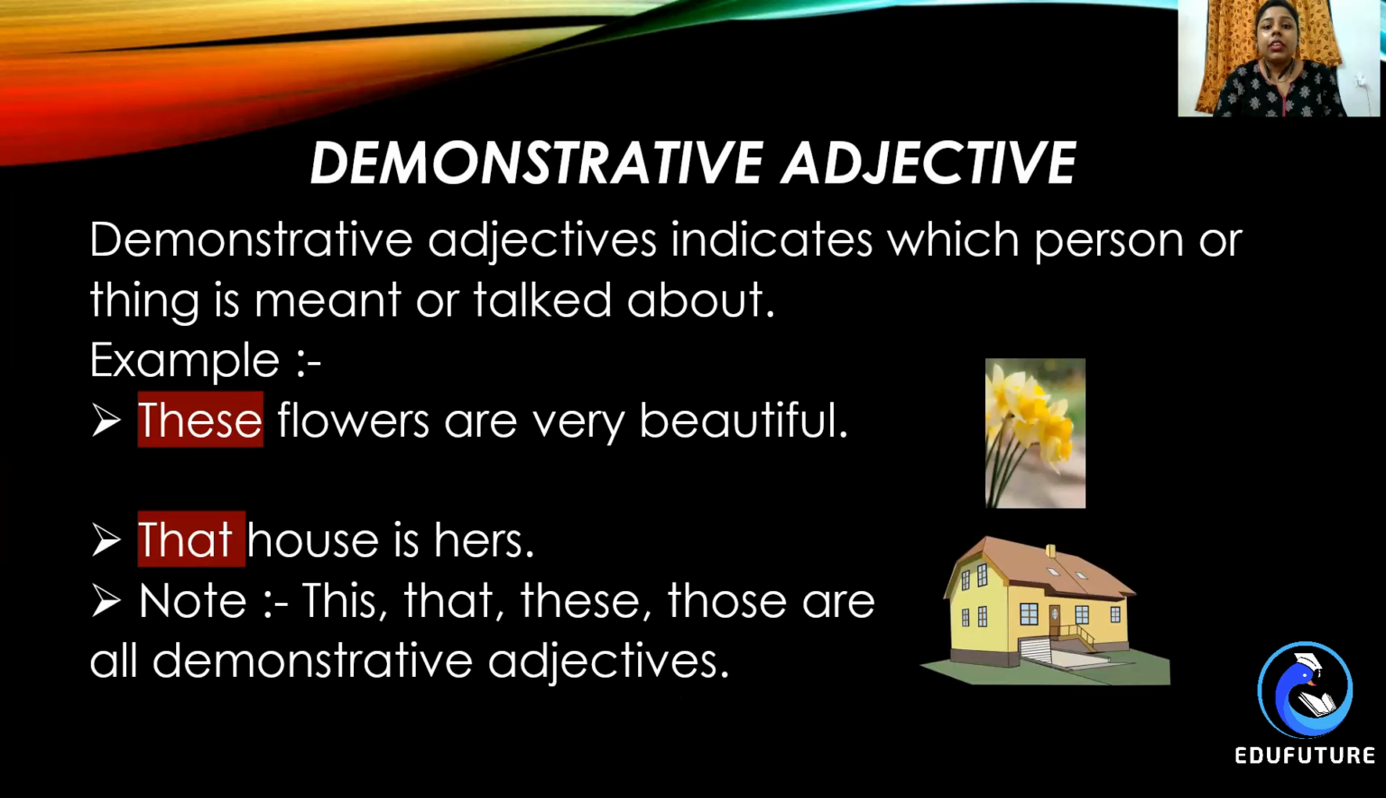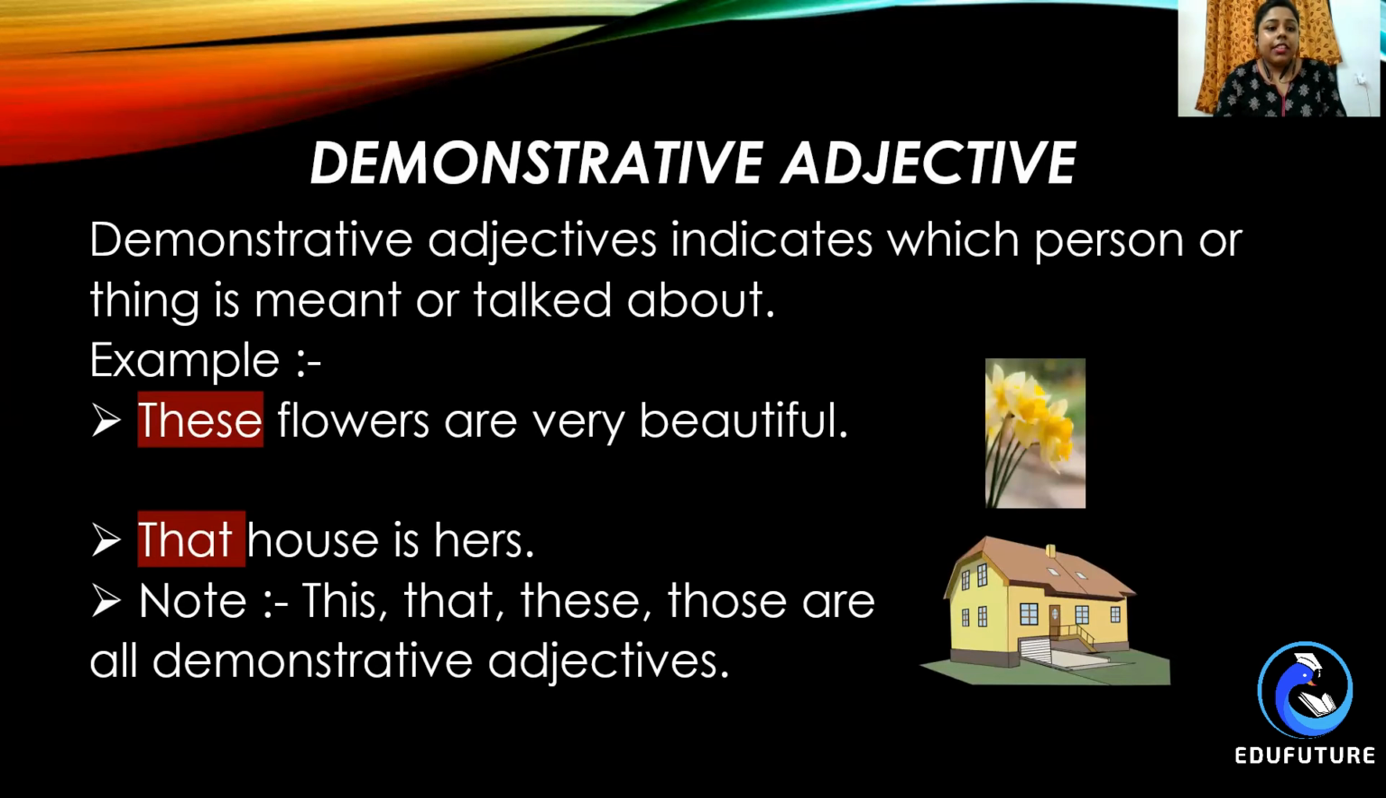Next comes the next slide, which shows demonstrative adjective. What are they? They are adjectives which indicate which person or thing is meant or talked about. Means about which person or thing we are talking about. For example, these flowers are beautiful. We are talking about the flowers which are close to us. These refers to a thing which is close to us.